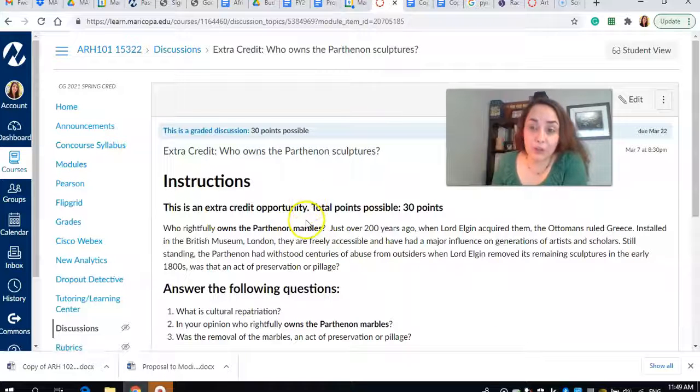There is an extra credit option this week as well, and that's a big question on the Parthenon sculptures that have created lots of debate in the art historical community and art communities and cultural institutions between the countries that are involved. So this is your extra credit option.